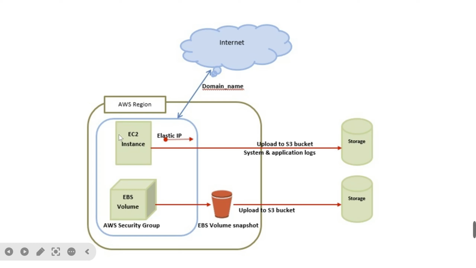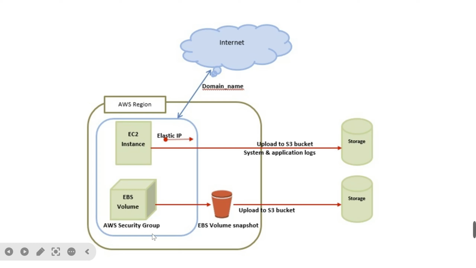Inside this AWS region, our EC2 instance communicates with the internet via this domain name. The domain name communicates with the outside world, and for that we have to open certain ports and only allow traffic on those particular ports, like port 80 or port 3000. I'll be showing you all the inbound and outbound rules inside the EC2 instance, so don't worry about it. And there are also AWS security groups.